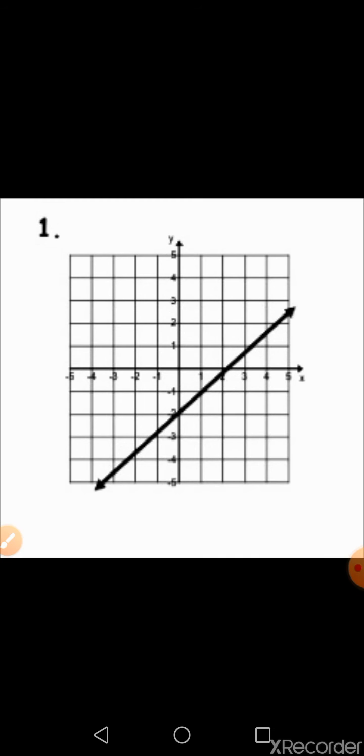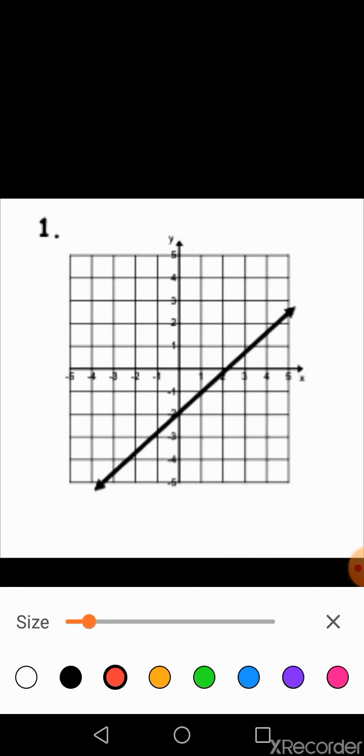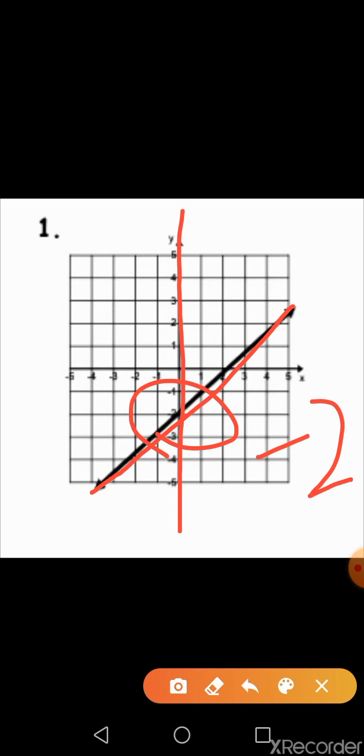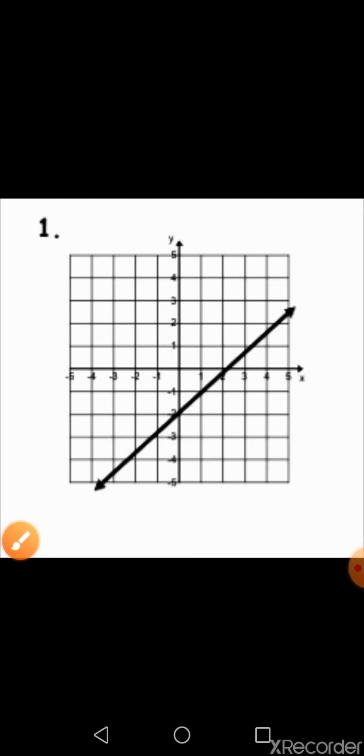Let's see an example like this. Here I wanted to get the y-intercept. Where do you think the y-intercept is here? Think for a while. Where the graph intersects with the y-axis. So this point is the y-intercept, and here it is negative 2. You got it? Okay, what about the slope? As we agreed, what about the slope?